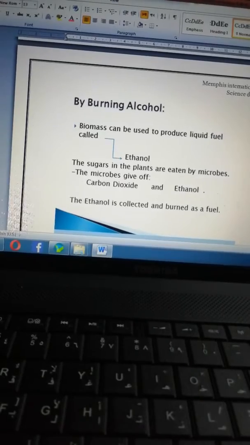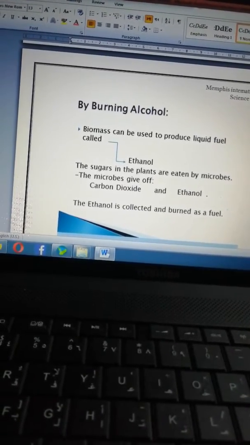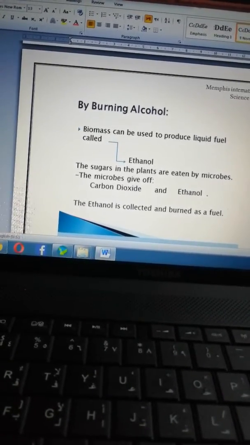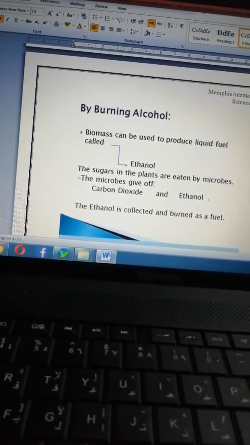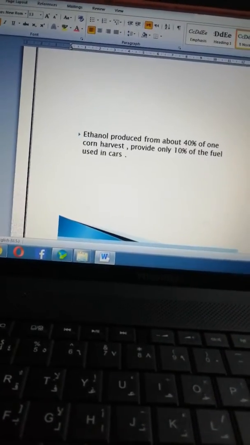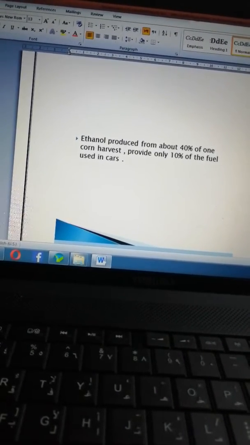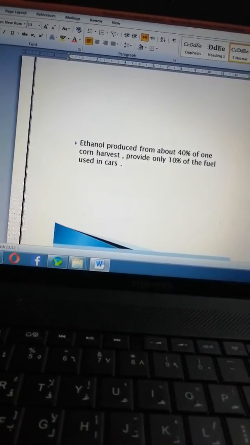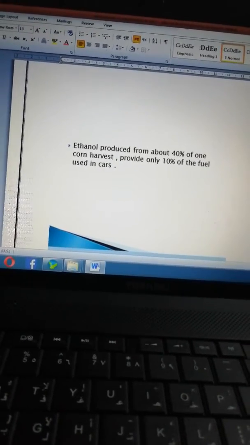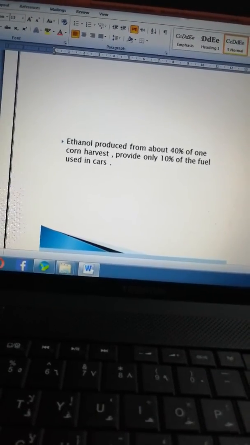Biomass can be used to produce a liquid fuel called ethanol, and the ethanol is collected and burned as a fuel. Ethanol produced from about 40% of one corn harvest provides only 10% of the fuel used in cars.